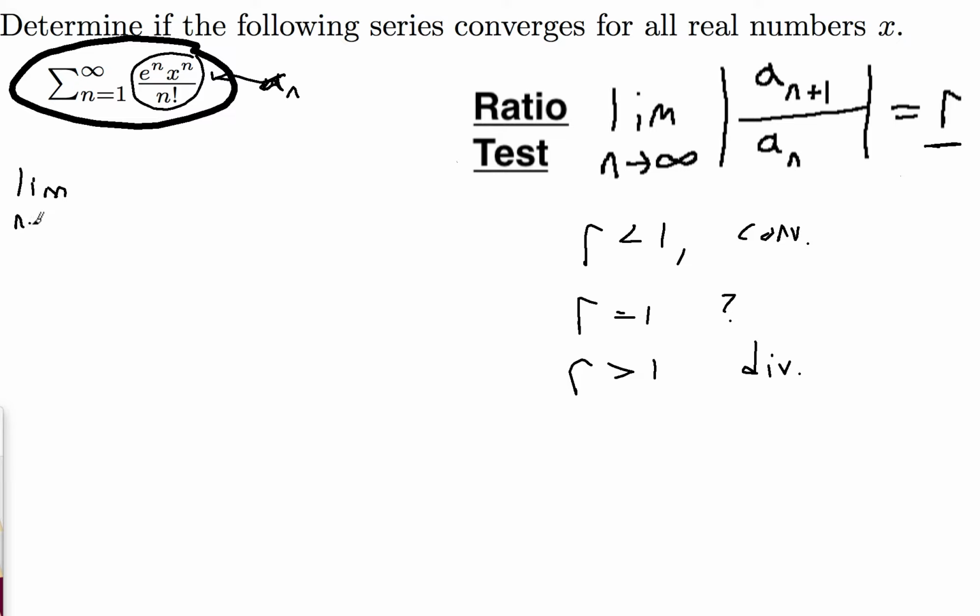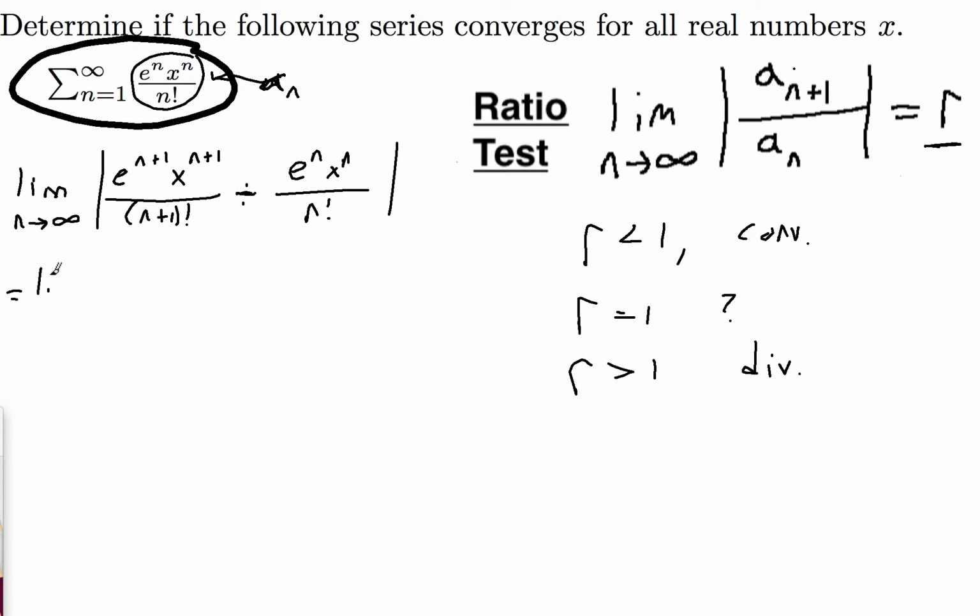We're evaluating the limit as n goes to infinity of the absolute value of e to the n plus 1th power, because remember I'm doing the next term of the sequence first, times x to the n plus 1 power over n plus 1 factorial. And I'm going to write it with division, because if we can avoid it, it's nice to avoid those double-decker fractions. So we're dividing that by e to the nth times x to the nth power over n factorial. Okay, so let's expand that limit a bit more.